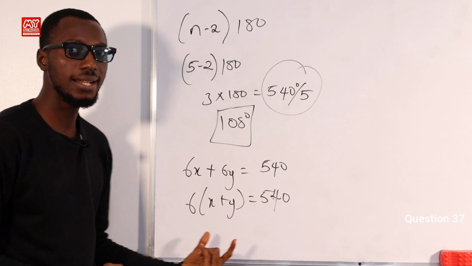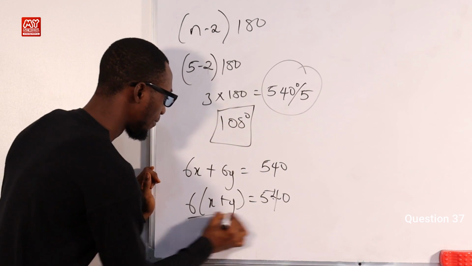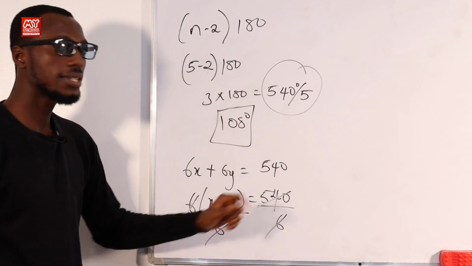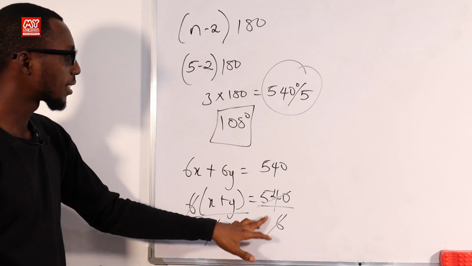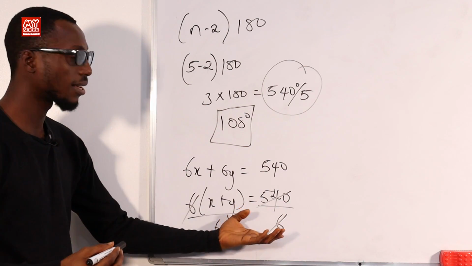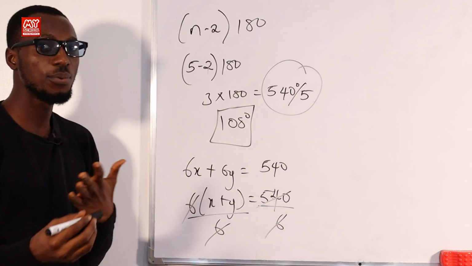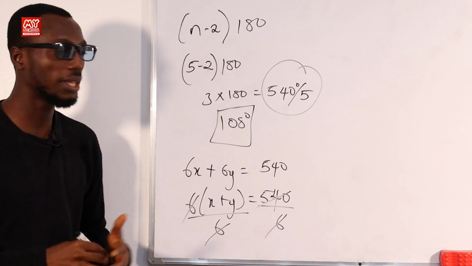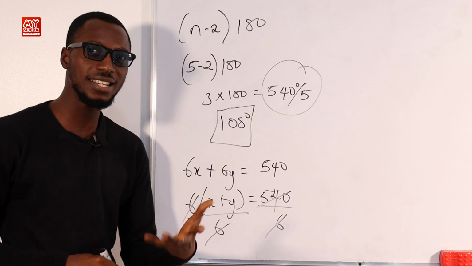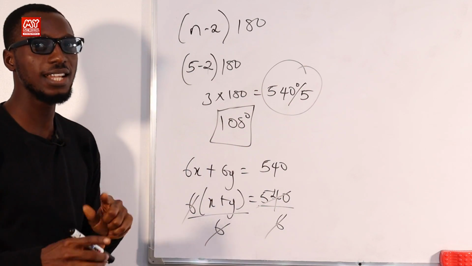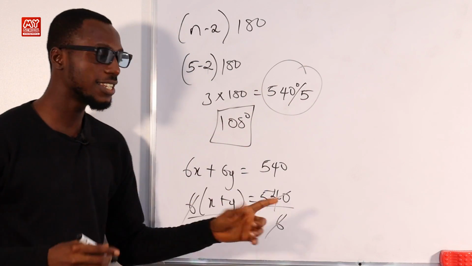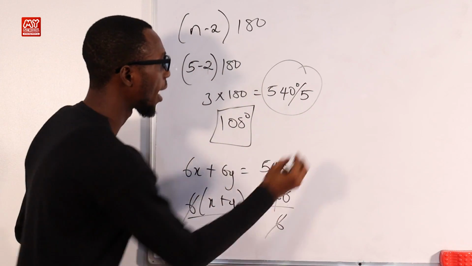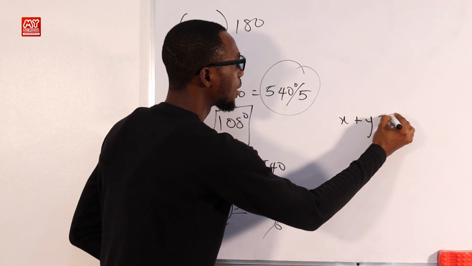We divide both sides by 6. 6 in 540, 6 in 54, you can use that, that is easier. You recall your 6 times 1, 6 times 2, 12, times 3, 18, times 4, 24, times 5, 30, times 6, 36, times 7, 42, times 8, 48, times 9, that is 54, then times 10, 60. So this makes 90 for us. So we have x plus y equals 90.